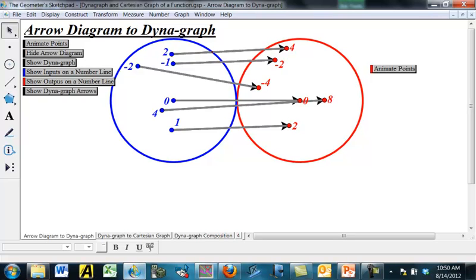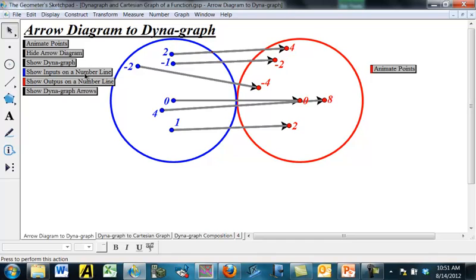So I'm going to get out of this PowerPoint for a second and show you an example of a dinograph. This is something I put together in Geometry Sketchpad. The points in blue there are the domain points, and so here we see we have 2, -2, -1, 0, 4, and 1 for the domain, and then they go to certain points in the range. In this case, 4, -2, -4, 0, 8, and 2 makes up the range. And so this is an arrow diagram like we had before.